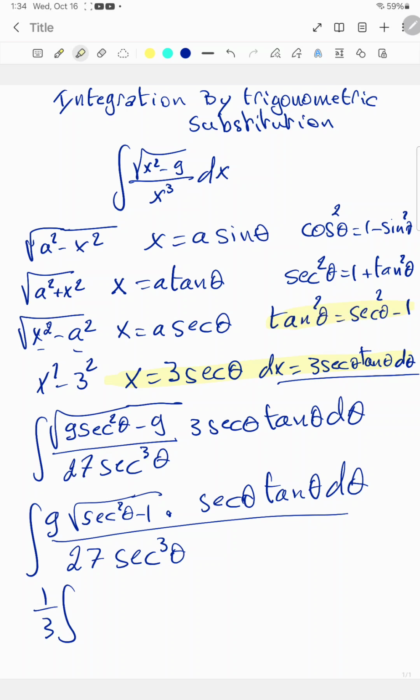Tan squared of theta is equal to sec squared of theta minus 1. So that sec squared of theta minus 1, I can replace by tan squared of theta, and square root of tan squared of theta is tan of theta. So I would have tan of theta, and here sec with sec to the power of 3 becomes sec to the power of 2. I have sec to the power of 2 theta times tan of theta. So tan of theta times tan of theta is tan squared of theta d theta.